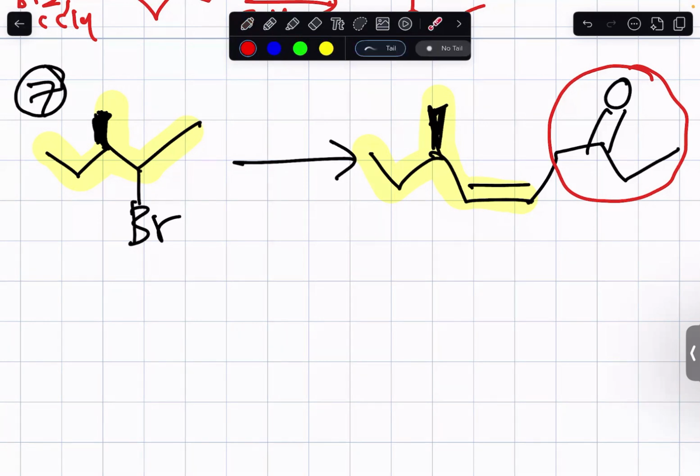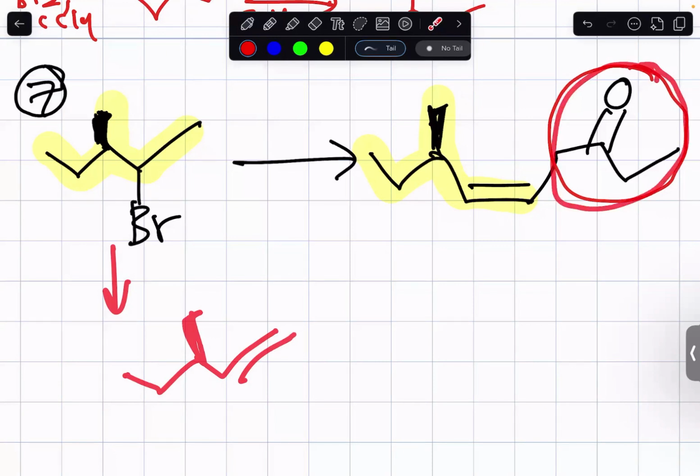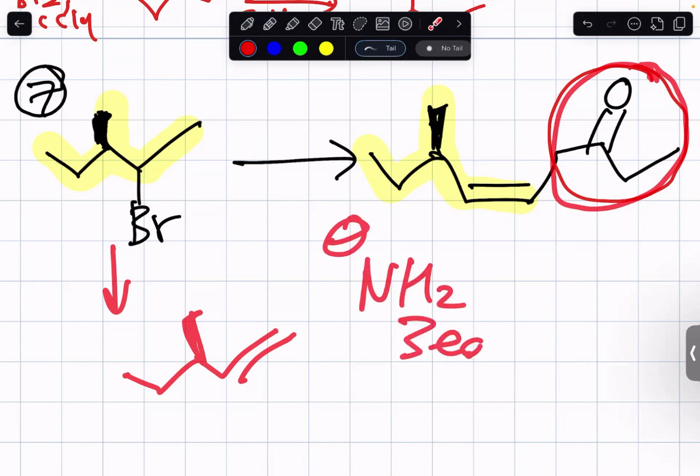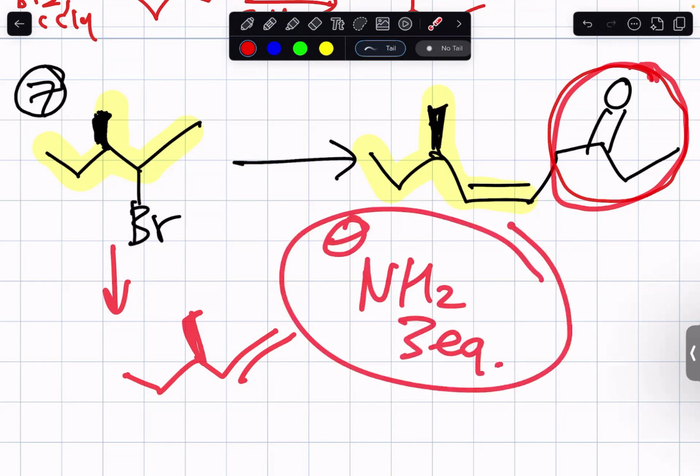Oh, are you saying an E2 reaction to create this alkene like that? If we create an alkene right here, how can we add this group right here? What reaction can we do then? Oh, so you're thinking of NH2 minus, 3 equivalents of that? This is a strong base that's going to look for a good leaving group to do E2. There's no good leaving group here, so we can't do E2 here.